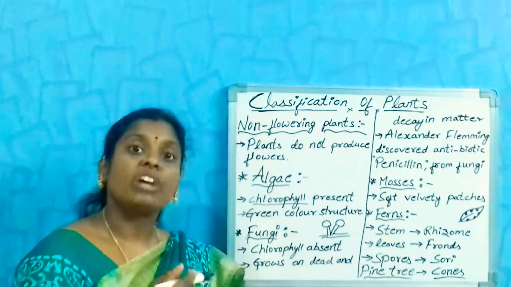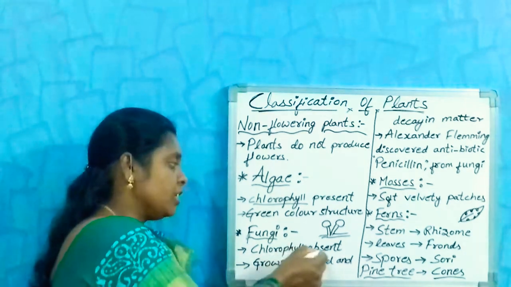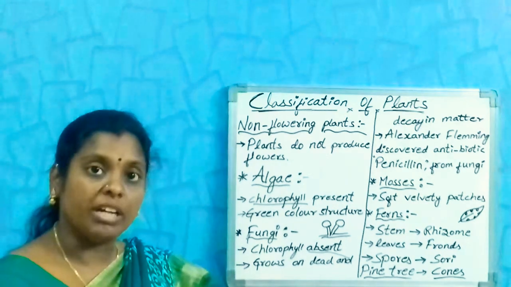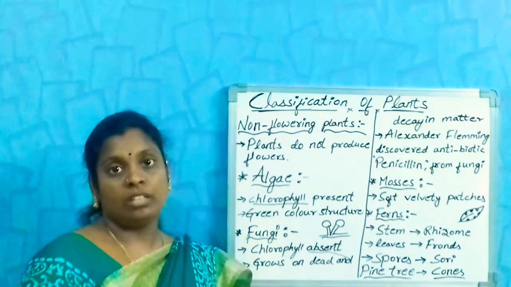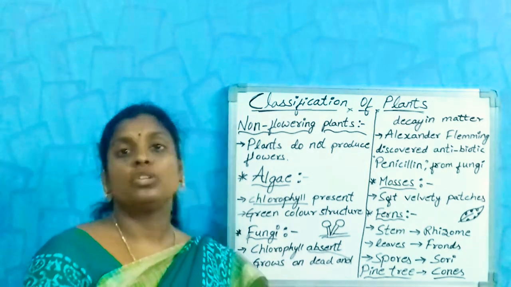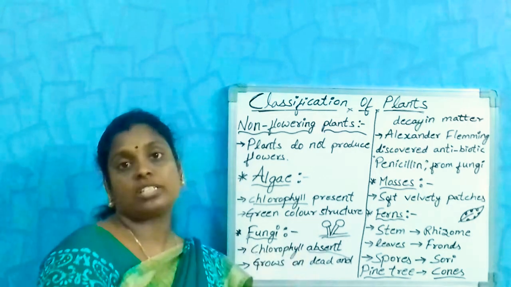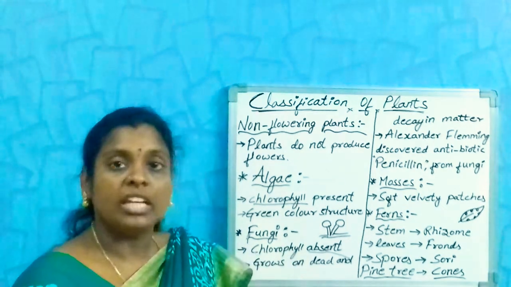Because these fungi do not contain chlorophyll. Means chlorophyll is absent. Whereas in the algae, chlorophyll is present. That's why it prepares its food materials. Whereas in the fungi, this chlorophyll is lacking. So, to absorb the nutrients... why are the nutrients necessary? For their growth. To live, they need nutrients.